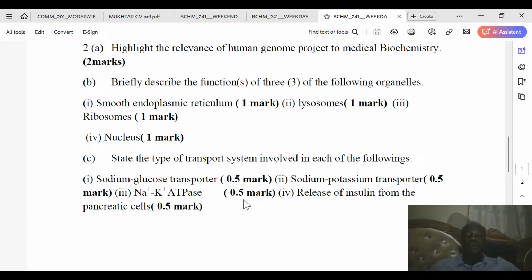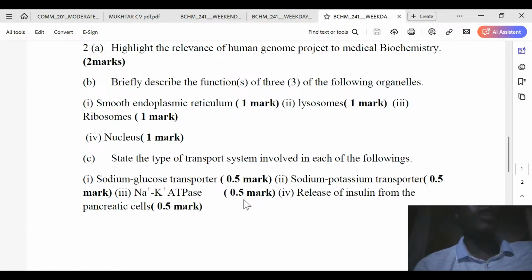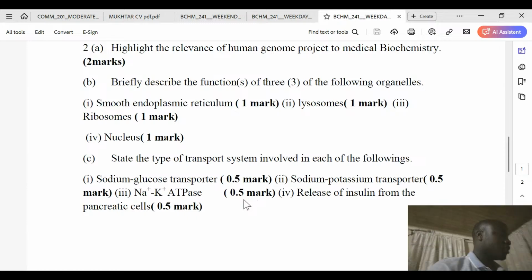Then Roman figure 2, sodium potassium transporter, what is the answer? In the case of the sodium potassium transporter, what is the answer? No, it's not uniport, it's antiport. Excellent, it's antiport.